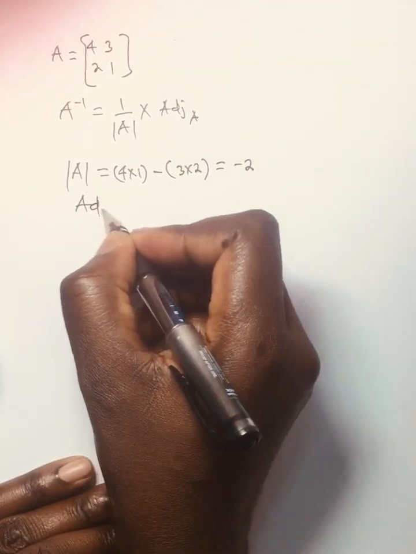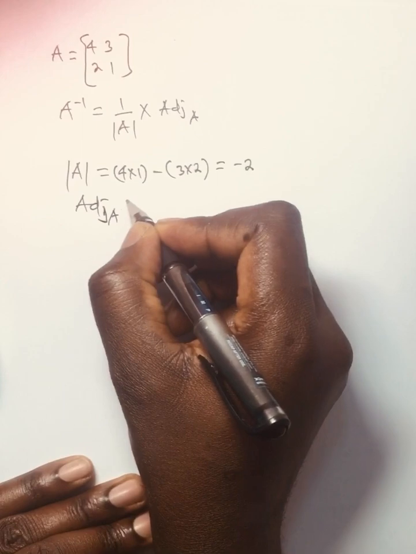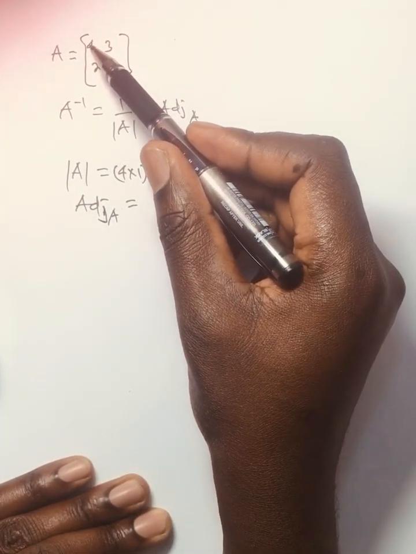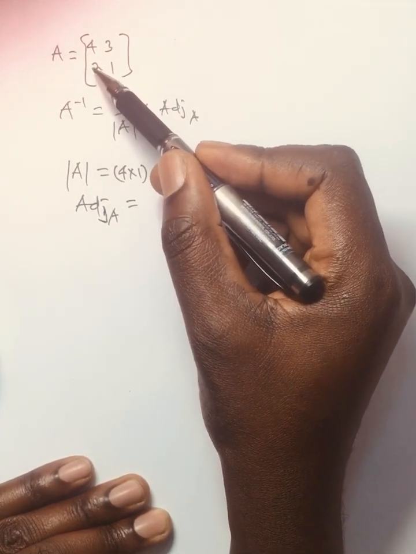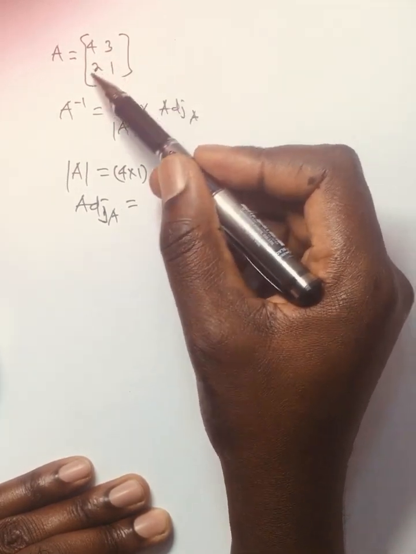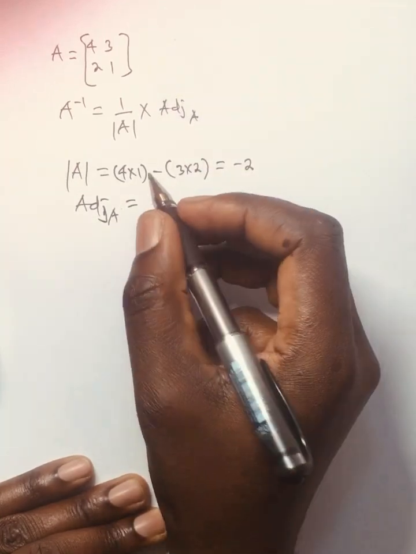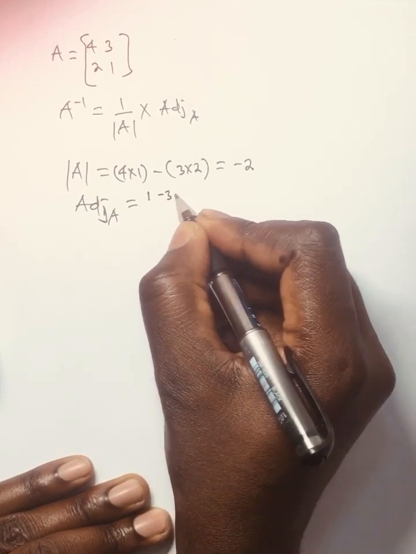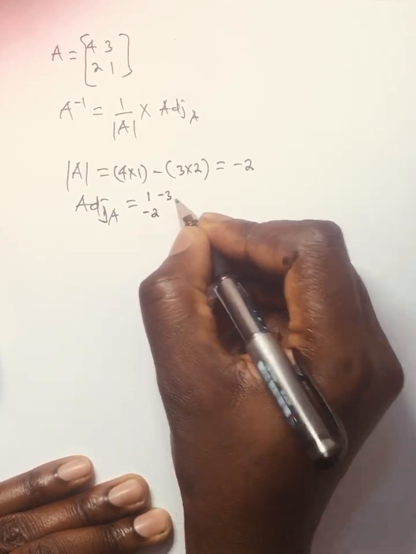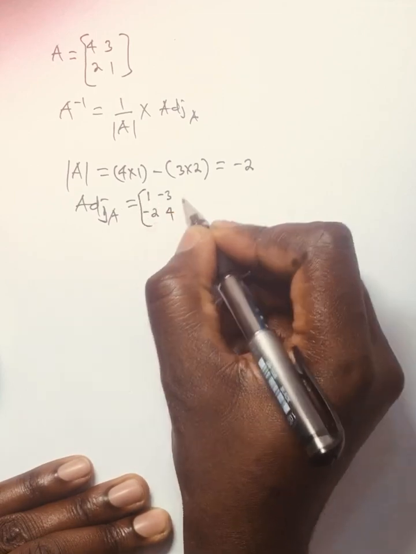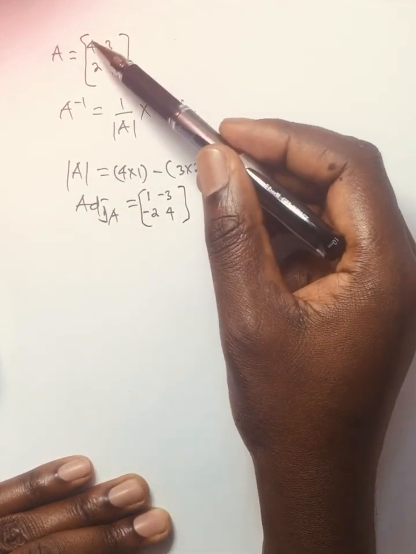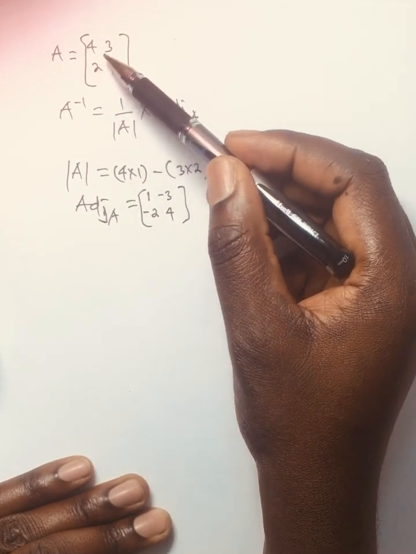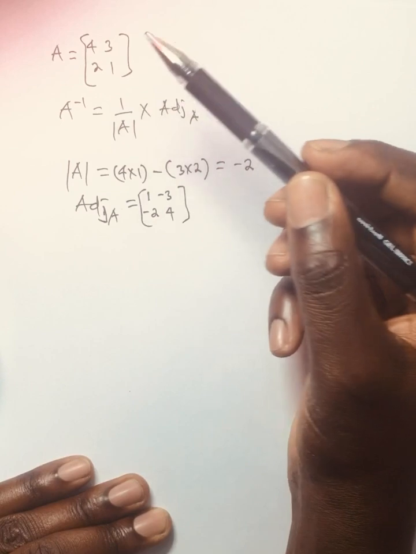Then the adjoint of A is obtained by switching the entries in the main diagonal and changing the signs of the entries in the other diagonal. So the adjoint will be 1, negative 3, negative 2, and 4. So what we have done is we have interchanged the entries in the main diagonal and we have changed the signs of the members of the other diagonal.